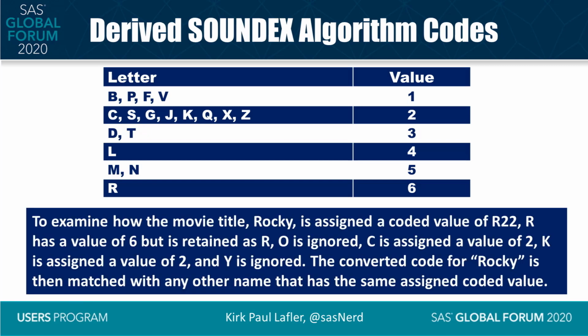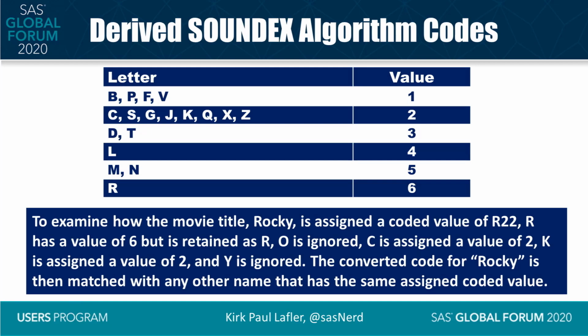Let's examine how the movie title Rocky is assigned a coded value of R22. R has a value of 6, but it is retained as R. O is ignored. C is assigned a value of 2. K is assigned a value of 2, and Y is ignored.